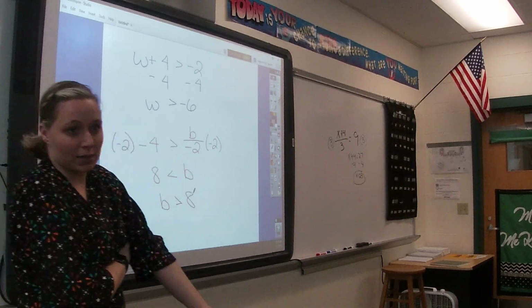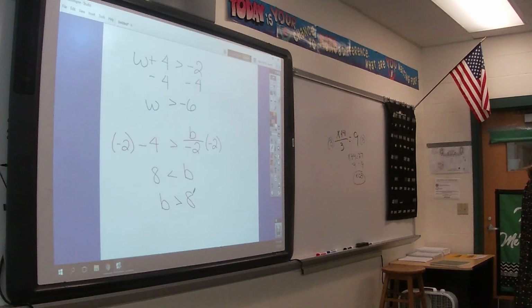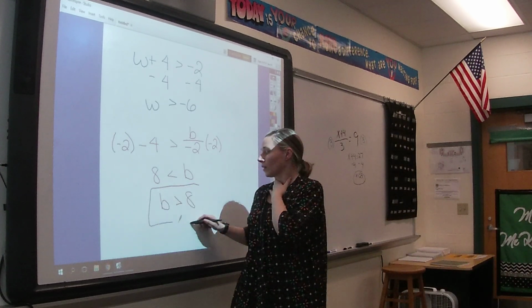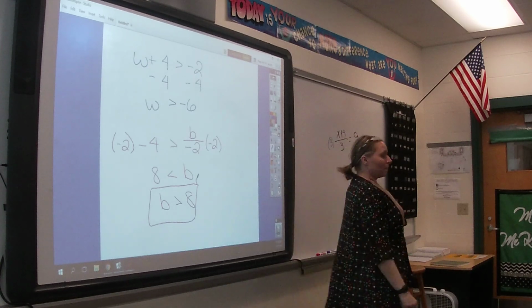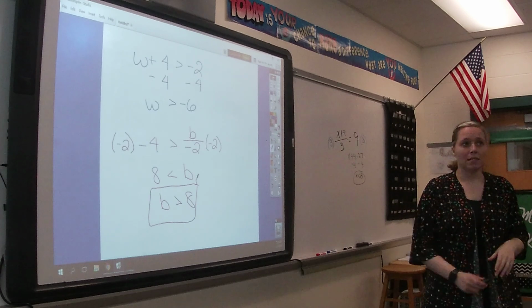Right? That's the bad part. Good part, steps to solve it are the same. The bad part, it's a pain in the rear to keep track of that inequality sign sometimes. Right? My students will do all their math right, but get the sign wrong. Does that make sense?